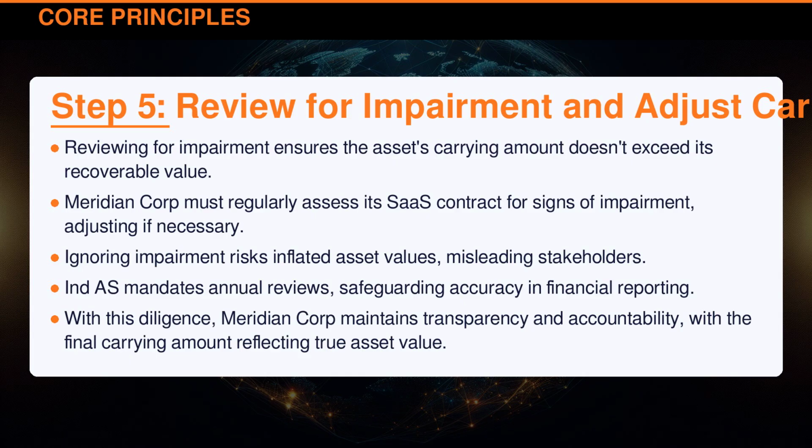Reviewing for impairment ensures the asset's carrying amount doesn't exceed its recoverable value. Meridian Corporation must regularly assess its SaaS contract for signs of impairment, adjusting if necessary. Ignoring impairment risks inflated asset values, misleading stakeholders. Indian accounting standard mandates annual reviews, safeguarding accuracy in financial reporting. With this diligence, Meridian Corporation maintains transparency and accountability, with the final carrying amount reflecting true asset value.